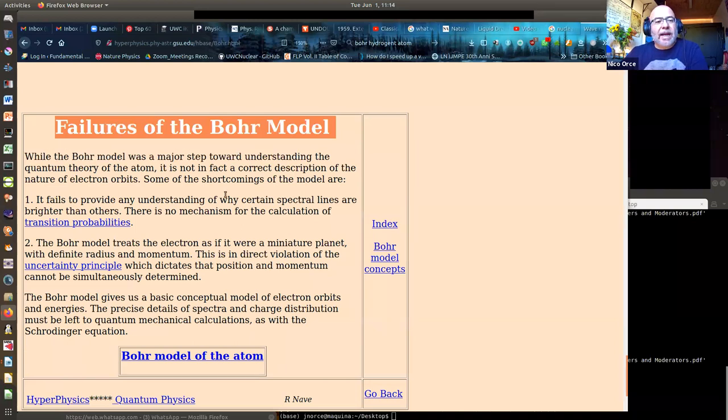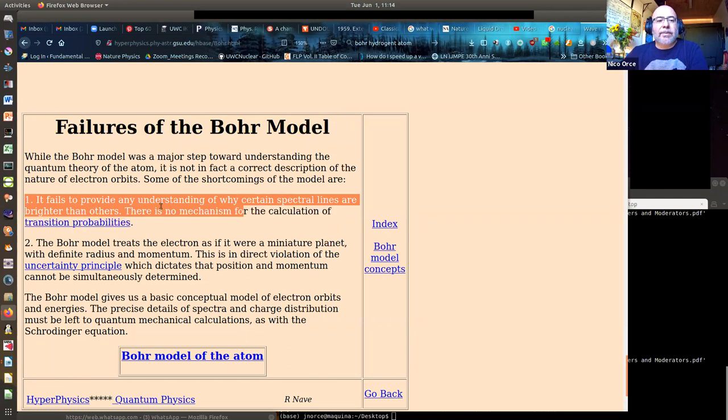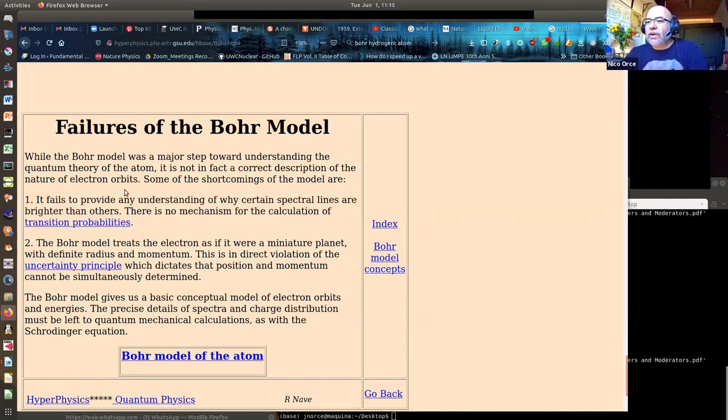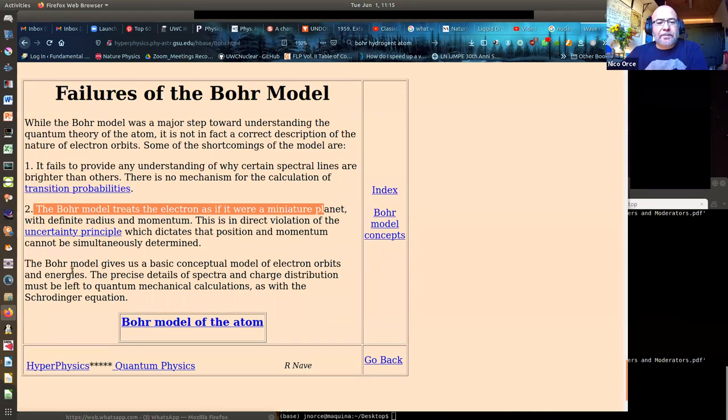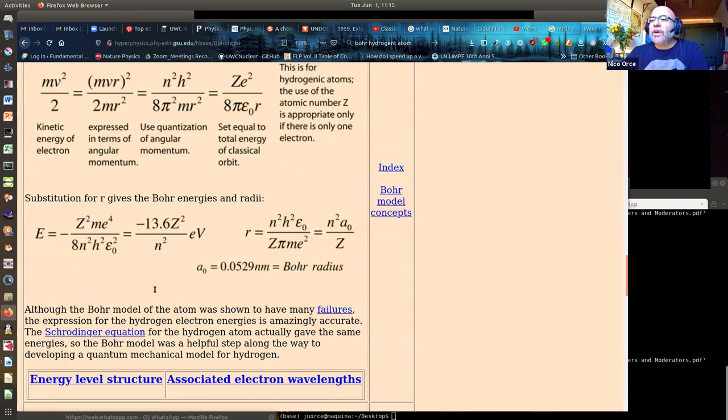And here we have the failures of the model. It fails to provide any understanding of why certain spectral lines are brighter than others. There is no mechanism for the calculation of transition probabilities. The Bohr model treats electrons as if they were miniature planets, with definite radius and momentum. This is a direct violation of the uncertainty principle, which dictates that position and momentum cannot be simultaneously determined, right? We all know this. So basically, there were some failures, but despite the failures, it agreed and calculated the energy of the electrons orbiting the proton, right?